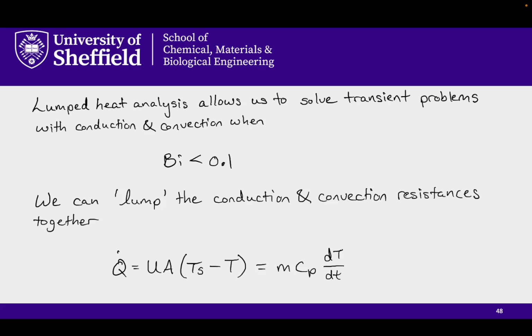And we're going to let this equal mCp dT/dt. It has to be a time derivative so that the units of both sides of the equation match. And we've seen the right-hand side before. It's our accumulation term from Chapter 4. So whenever we have a transient heat flow, that term is going to appear.